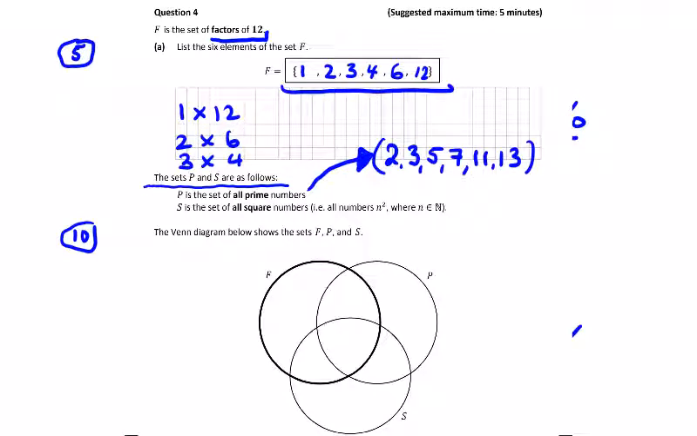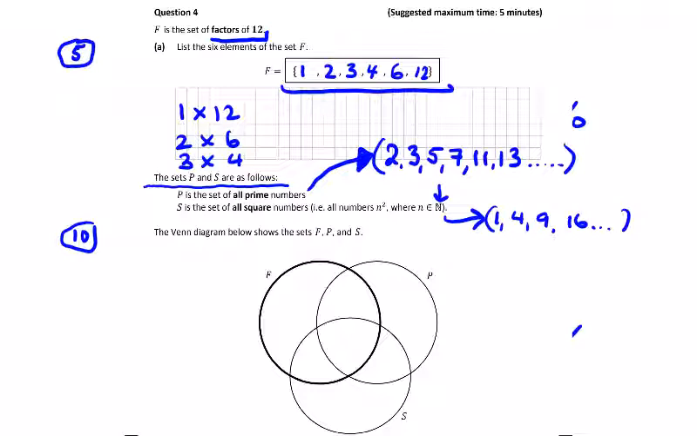S, all square numbers, i.e. n squared, and n has to be natural. So 1 squared, 2 squared, 3 squared, 4 squared, and so on. Just do a few dots. Same up here, this will go on. So technically, let's do this.